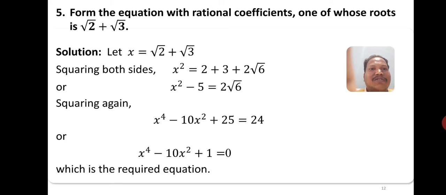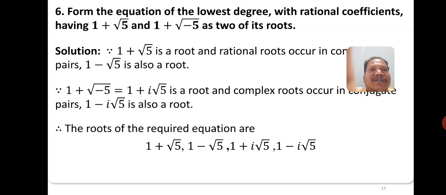After simplification, it becomes x square minus 5 equals 2 into root 6. Once again, squaring on both sides, x power 4 minus 10x square plus 25 equals 24. After simplification, it becomes x power 4 minus 10x square plus 1 equals 0, which is the required equation.